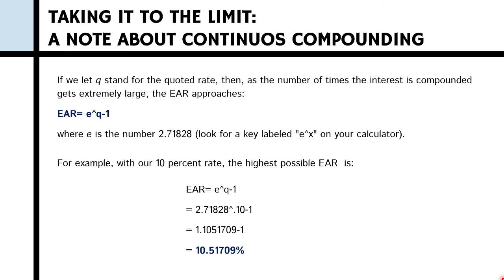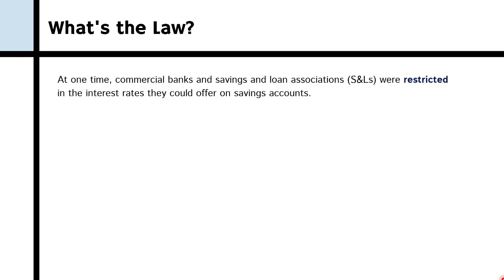Interest is being credited the instant it is earned, so the amount of interest grows continuously. So what's the law? At one time, commercial banks and savings and loan associations (S&Ls) were restricted in the interest rates they could offer on savings accounts. Under what was known as Regulation Q, S&Ls were allowed to pay at most 5.5% and banks were not allowed to pay more than 5.25%. The idea was to give the S&Ls a competitive advantage, but it didn't work.